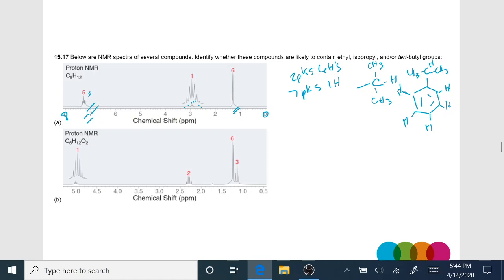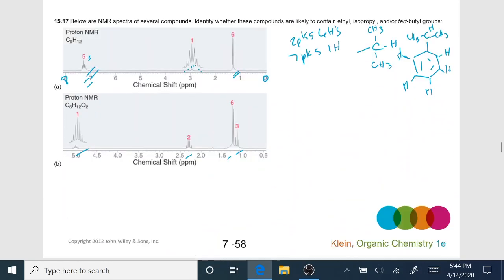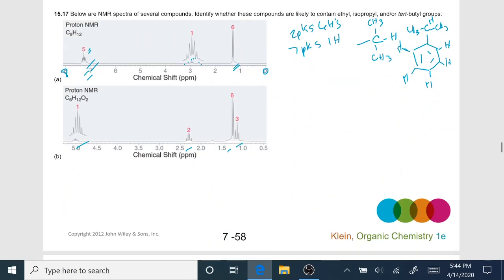So next, let's look at the next spectrum, and in fact, let's analyze this a little further. So we have 1, 2, 3, 4 signals in this spectrum. So the question is, do we have an ethyl, isopropyl, or T-butyl group? Well, a T-butyl group, remember, has just 1 signal, so we don't have that. And we could have ethyl or isopropyl. An isopropyl is two peaks with 6 hydrogens and 7 peaks with 1 hydrogen. So here we have 1, 2, 3, 4, 5, 6, 7 peaks with 1 hydrogen. And here we have 2 peaks with 6 hydrogens, okay?